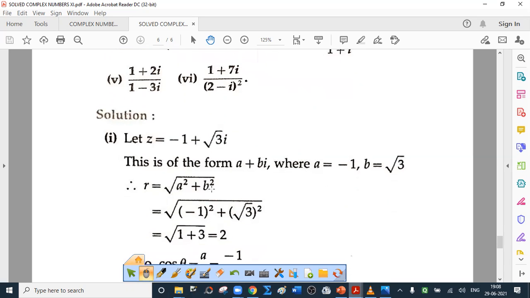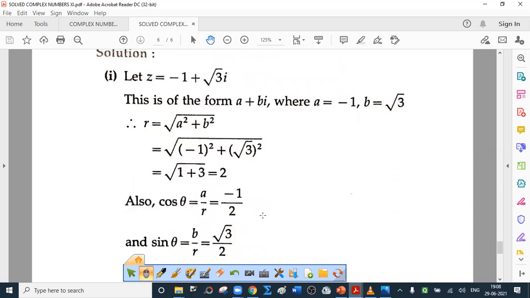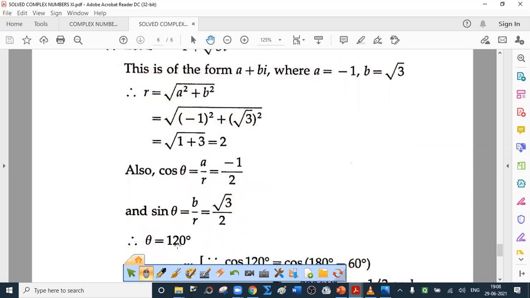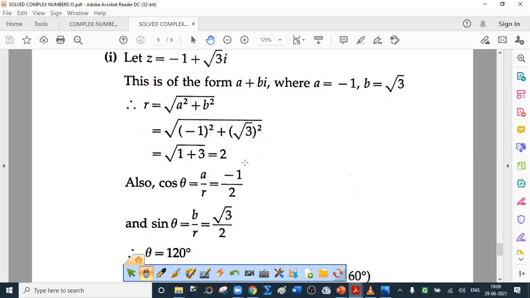What is r? Modulus of the complex number. So it is 2. Now what is cos theta? It is a upon r, that is minus half. What is sin theta? B upon r, that is root 3 by 2. Now you will not understand why theta is 120 degrees, but you can use common sense. Basically, the point lies in which quadrant? Second quadrant, because this complex number is represented by the point (-1, root 3). X coordinate is negative, y coordinate is positive. So at least you will appreciate this. The angle is more than 90 degrees but less than 180 degrees. I hope this is clear.